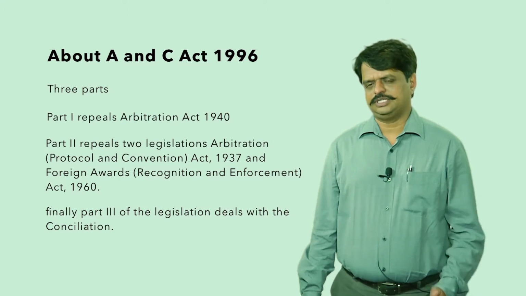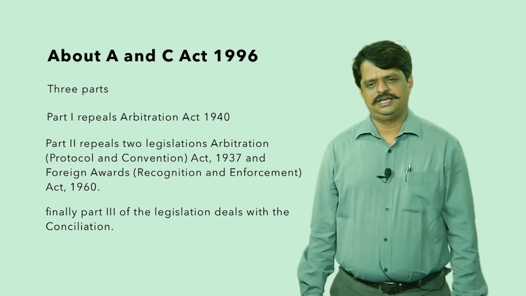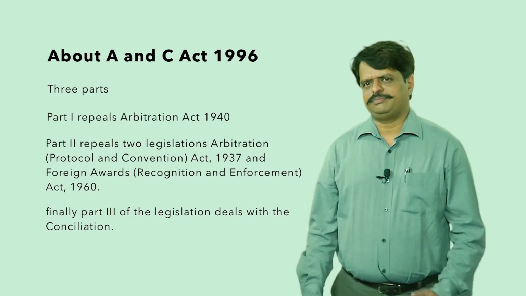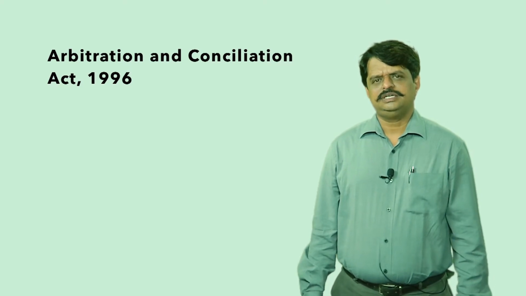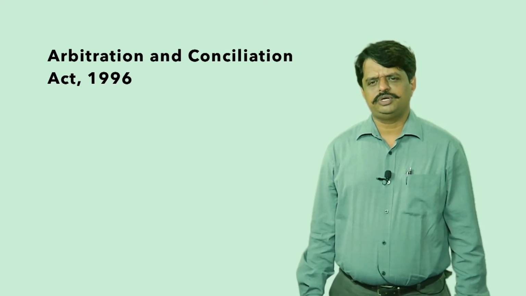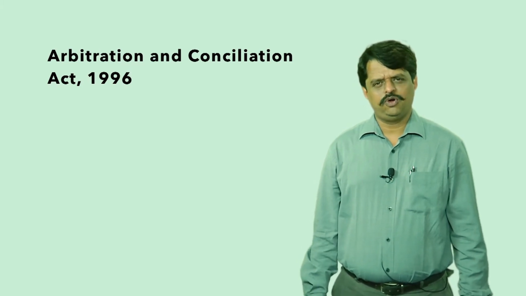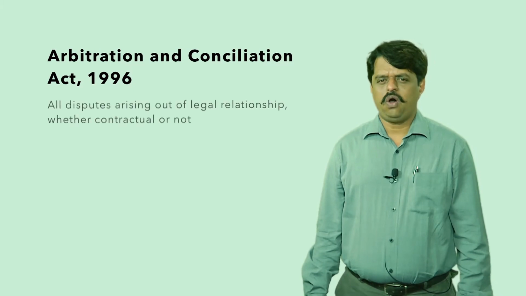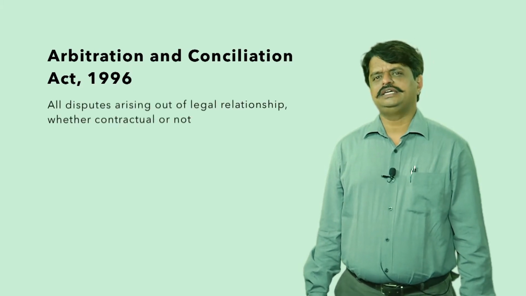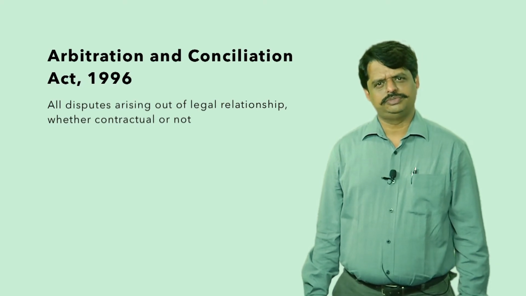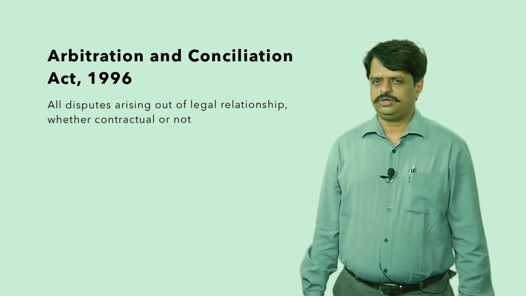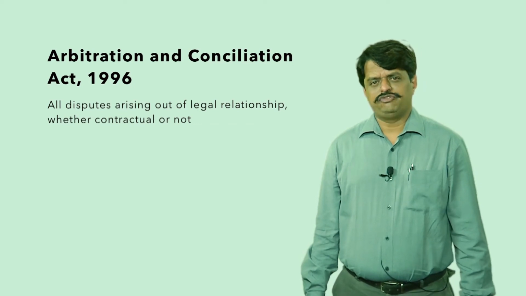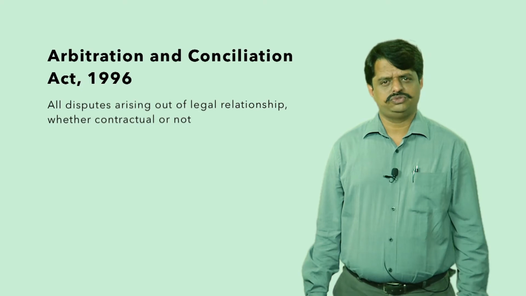This part 3, which I am going to discuss, is about conciliation. So, the legislation has kept a separate part to deal with conciliation. Under the 1996 legislation, conciliation scope is unlimited, anything, everything could be referred for conciliation. If you go by the language used in the section, it says all disputes relating to any legal relationship, whether contractual or not, could be referred to conciliation. So, we are talking about all disputes arising in a legal relationship, and we are ignoring the important thing, that is whether it is contractual or not.